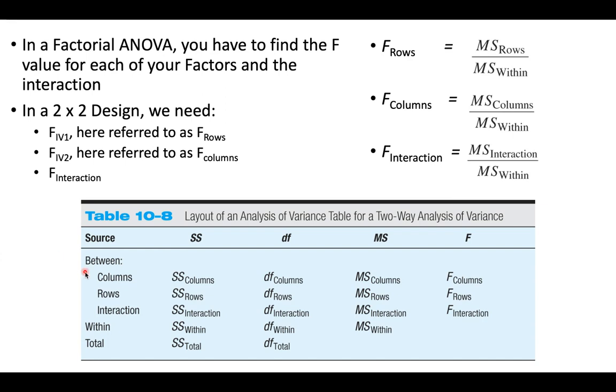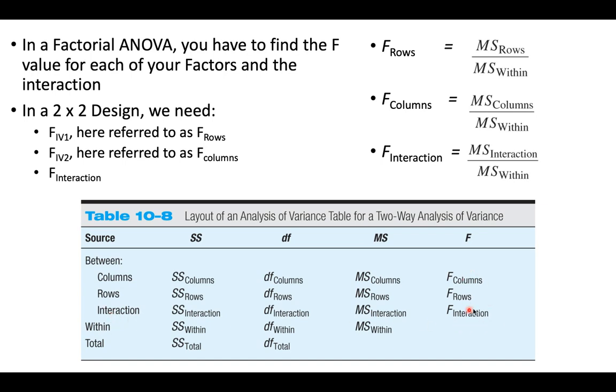So what's going to happen is that in a 2x2 design, we will get 3 relevant F statistics. We will get a main effect for columns. That's the variable that was in our columns. That was body weight in our last example. We will get a main effect F value for the variable that was in our rows. That was drinking condition. And then we will get an F value for the interaction term.